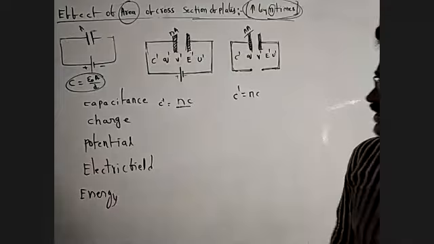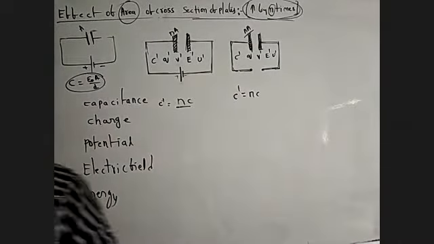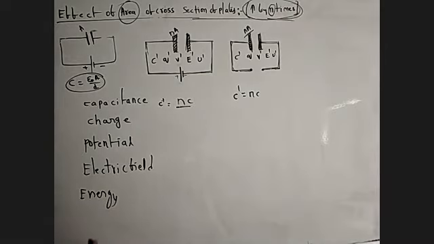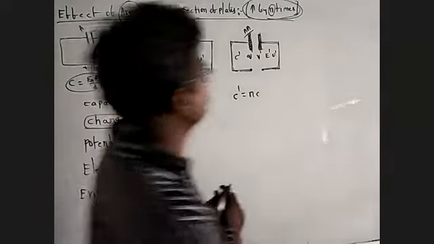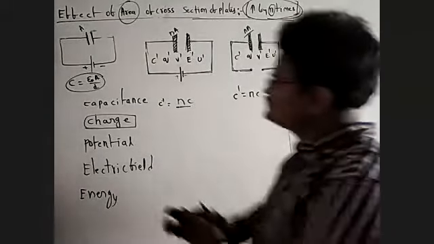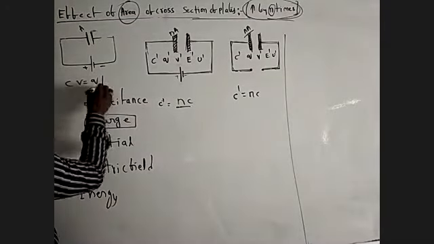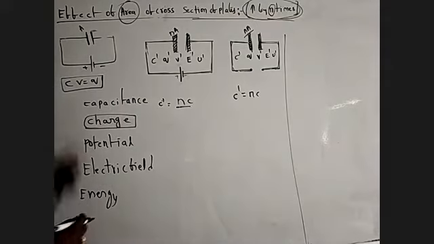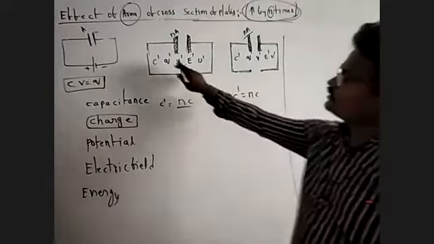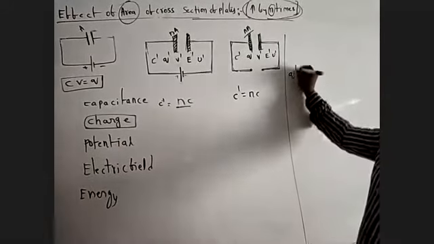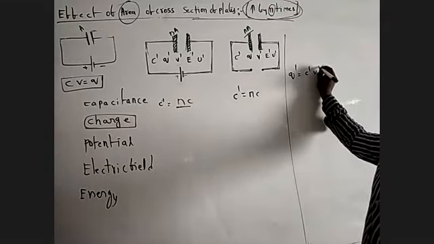So next is charge. In this situation, what is the charge? The general formula of the charge is CV is equal to Q. For this one, Q dash is equal to C dash V dash.